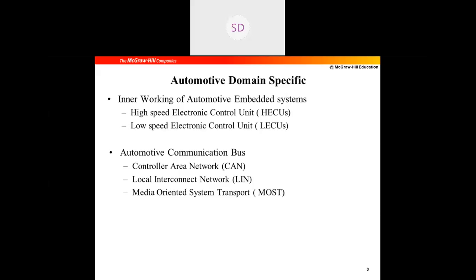Okay, so if I consider a vehicle, so many devices should be controlled. In order to control that, and to communicate between the various devices, there are different types of bus available. We'll be studying this in the next coming modules also.